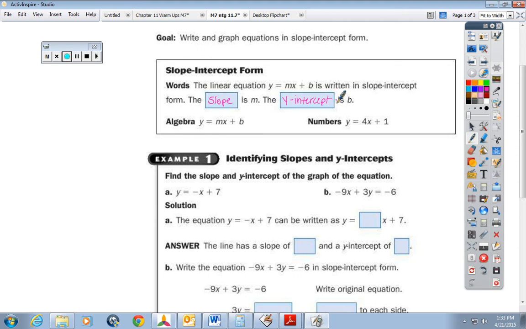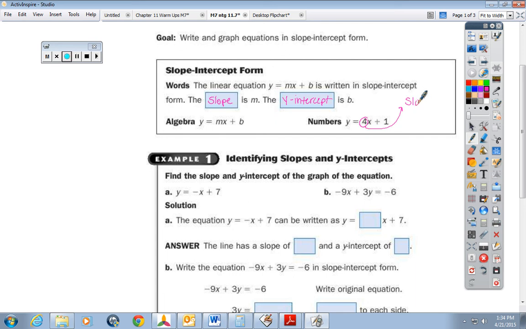Now, here's an actual equation. Y equals 4x plus 1. Now, the first part of the lesson is only going to ask you, label the slope, label the y-intercept. The slope is always the number in front of x. Okay, so what number is in front of x in this equation right here? 4. Okay, so this is the slope.